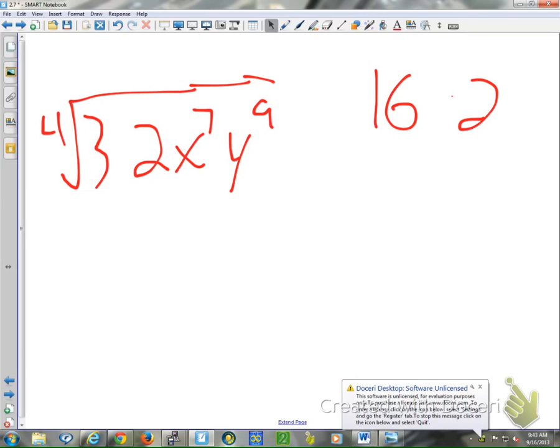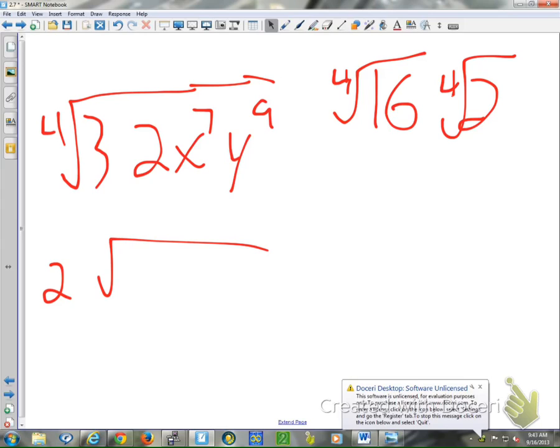16 times 2. What is the 4th root of 16? That's right. It's 2. So this is the same as 2. Oh, I'm sorry. That's the 4th root, but the way I wrote it was probably confusing. So I brought 2 of them out, and I still have 2 of them left in with my variables, which I haven't done anything with yet. All we've done so far is the number. We looked for the perfect 4ths of 32. 16 worked. So the 4th root of 16 is 2, and 2 is left in there, which is where that came from.